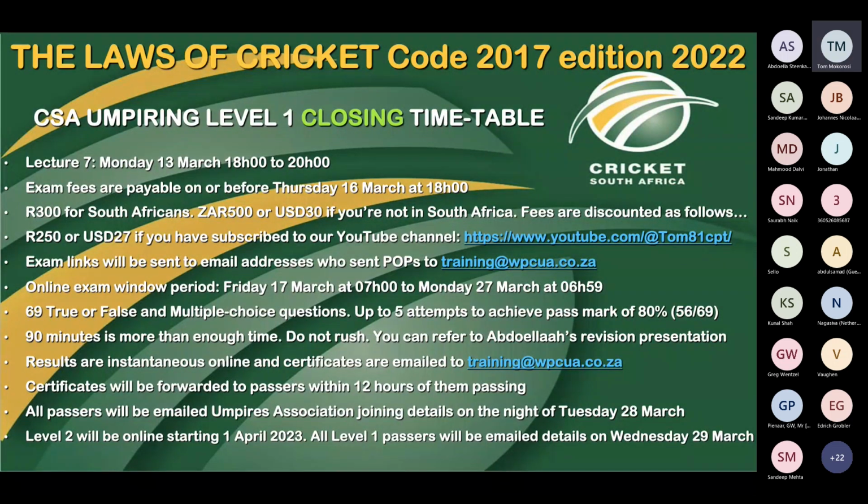And then, of course, I know a lot of you are interested in joining umpires associations, whether you are in Cape Town, Durban, Johannesburg, Cairo, Nairobi, Dubai, Mumbai, Islamabad, or Utrecht in the Netherlands. We have got contacts as to who the people are that you need to get in touch with to be able to apply to join the umpires association closest to you.